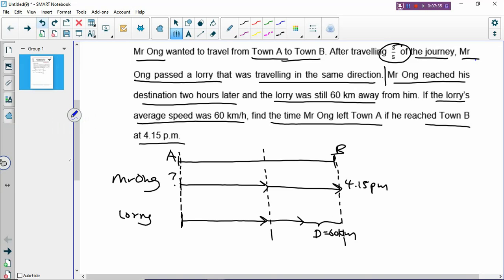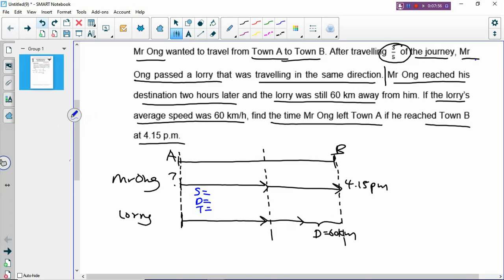journey. Like Mr. Ong has two parts. The first part is when he caught up with the lorry. So every part of the journey, there is a set of values. There is a group, right? There's a group of numbers which we call speed, distance, time. There's a set of speed, distance, and time.